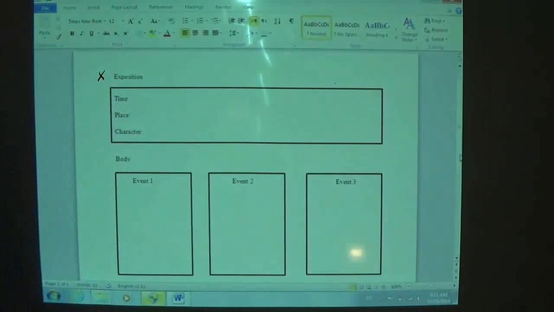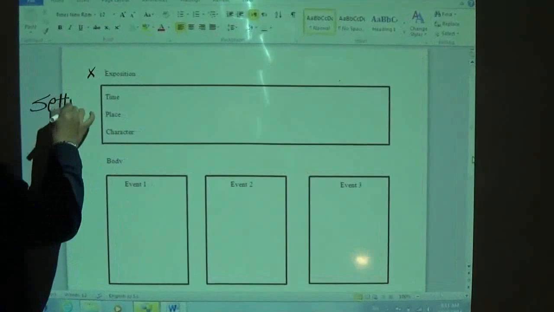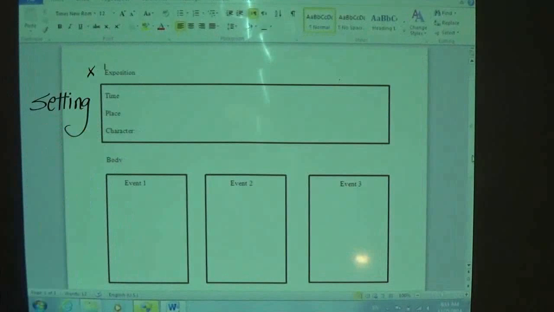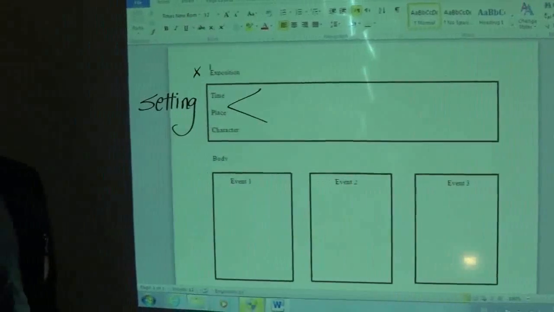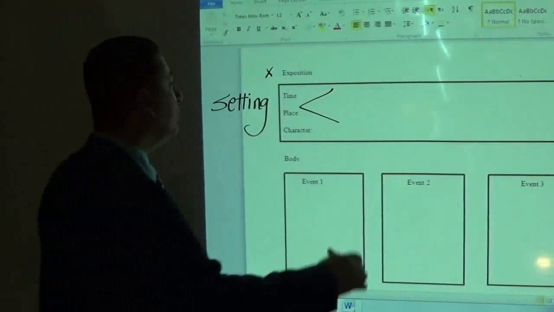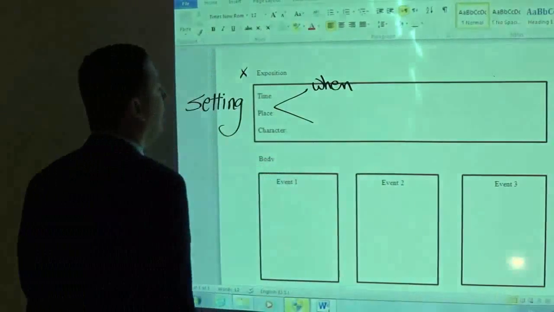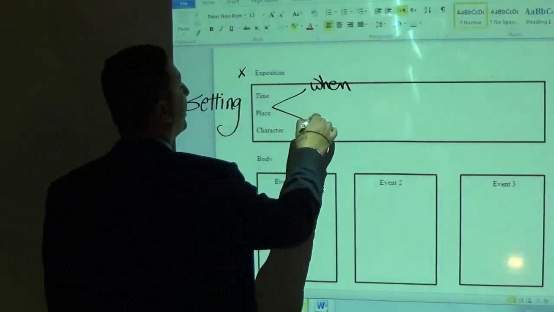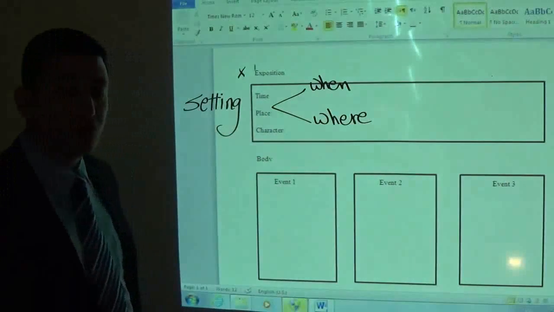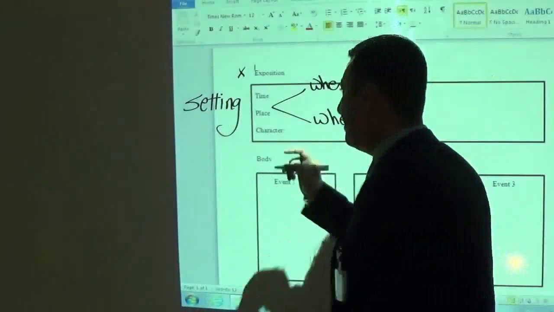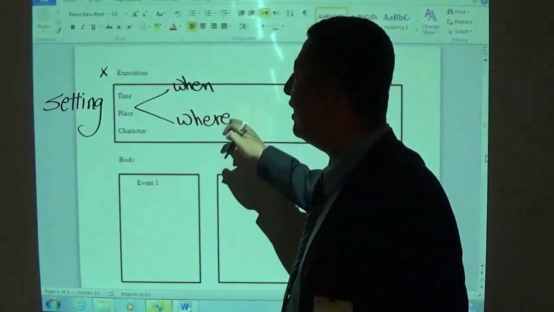In this exposition, we have something called setting. What is the meaning of setting? Setting speaks about time and place. Time tells us when the story takes place, and place tells us where the story is taking place. This is called the setting, about when and where.